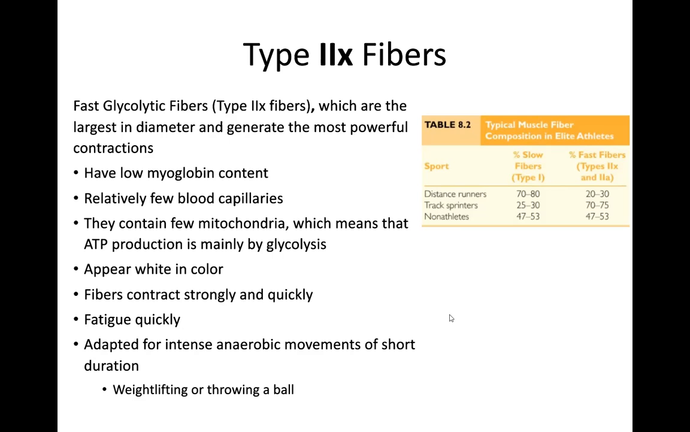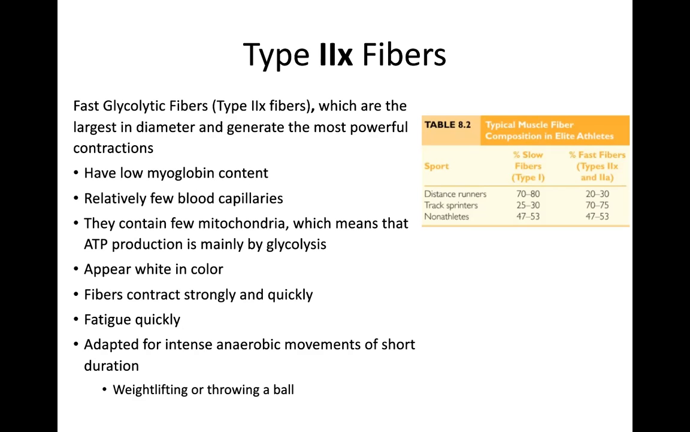That means it doesn't need as many mitochondria, because glycolysis does not take place in the mitochondria, it just takes place in the sarcoplasm. Okay, and that's an anaerobic process, so they don't need as much oxygen, so they don't need as much myoglobin, they don't need as many blood capillaries to supply them with that oxygen. Okay, they're going to appear white in color, and they're going to contract very strongly and very quickly. In fact, these are the most powerful, and that's because they're the largest in diameter.